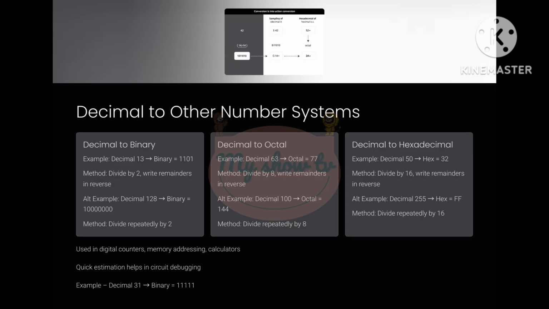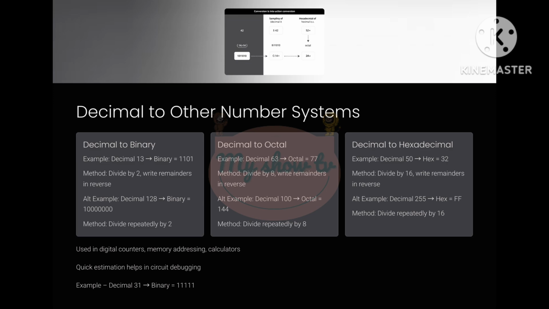Slide 2. Decimal to other number systems. Now we'll learn how to convert decimal numbers into other systems. To convert from decimal to binary, divide the number repeatedly by 2. Write down the remainders in reverse order. Example: decimal 25 → binary equals 11001.